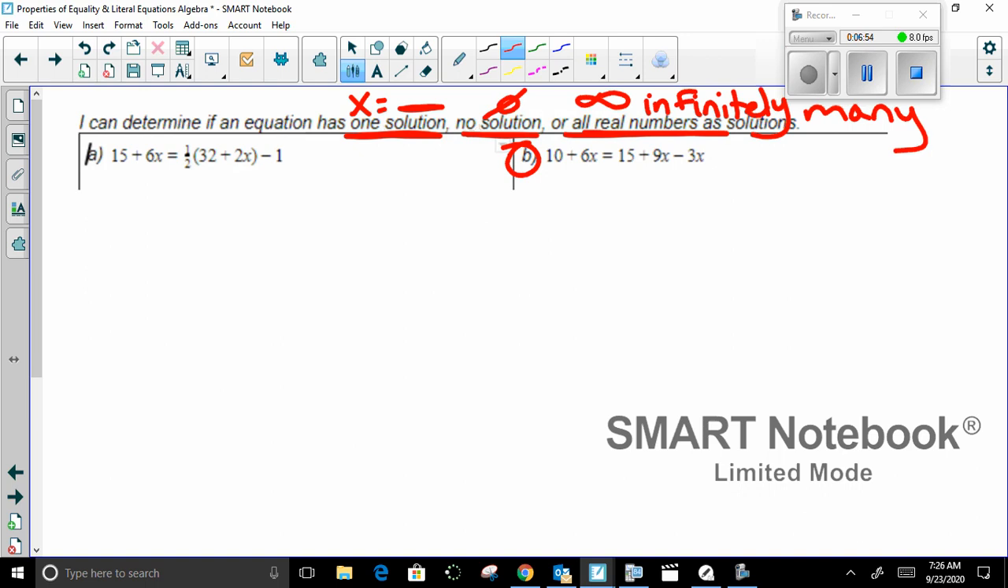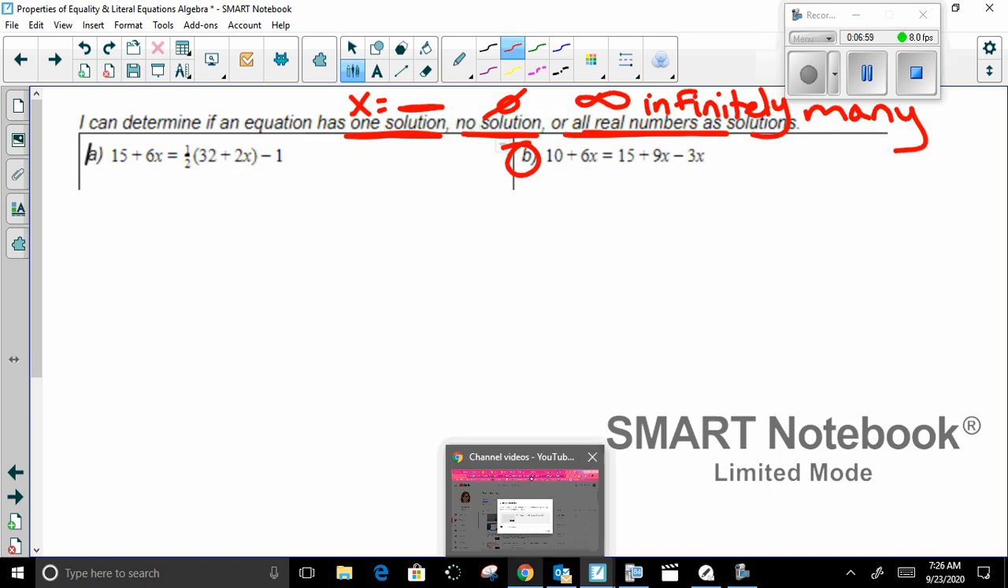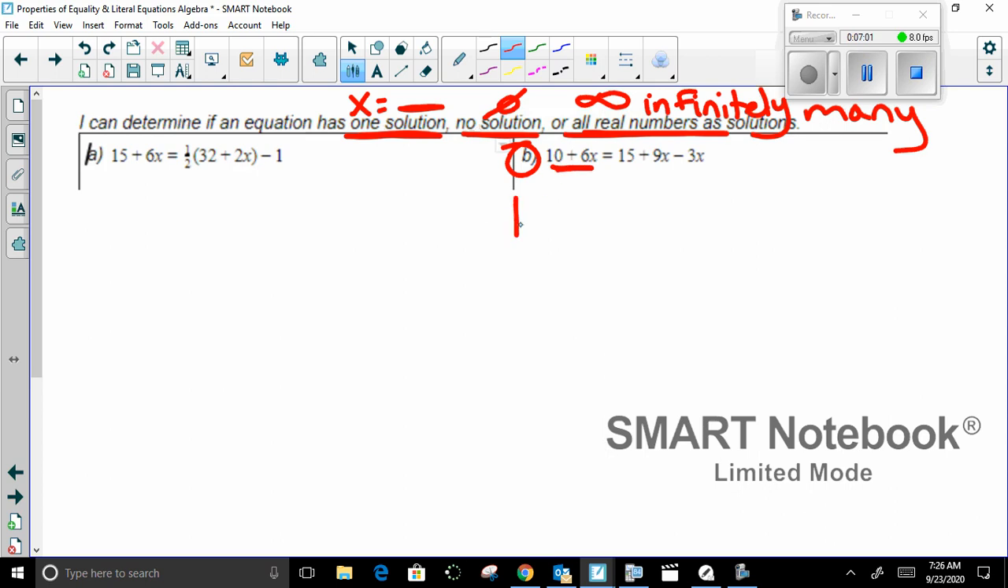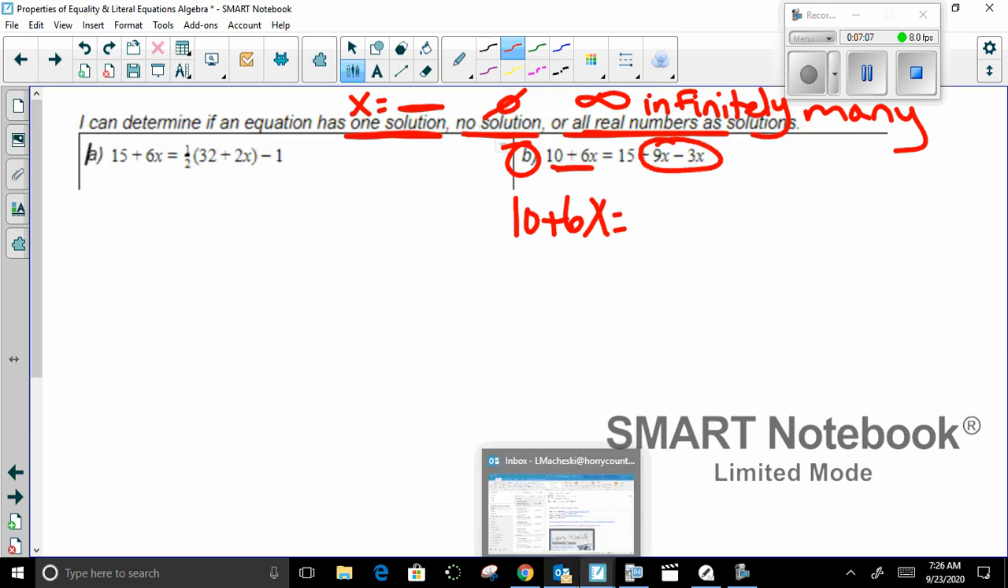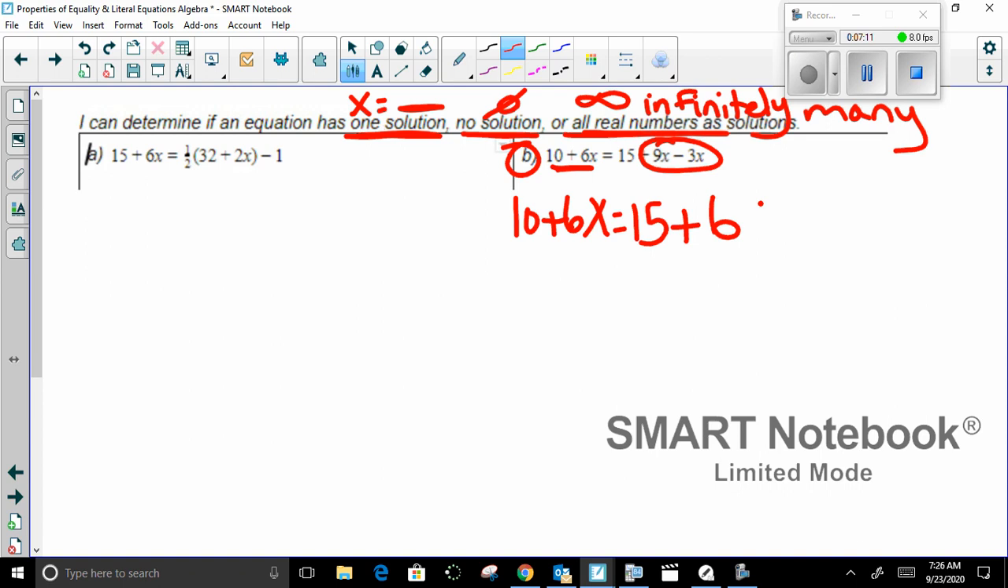Okay, so let's look at B. Do I have any parentheses to get rid of? I don't. Do I have any like terms on the left? I don't, so leave it. Do I have any like terms on the right? I do. I have a positive 9x minus 3x, so leave the 15. 9 minus 3 is positive 6. Now, I do have variables on both sides.